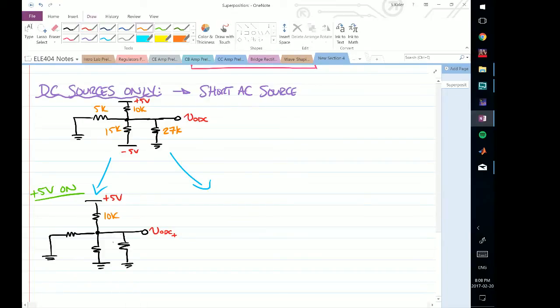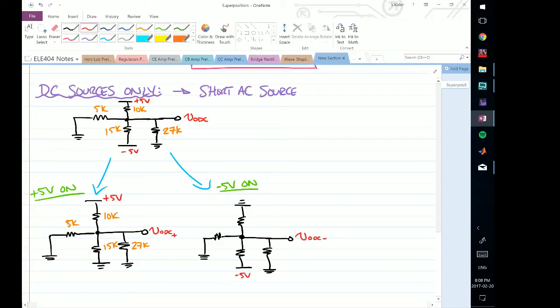This is 10K. This is 15K. This is 5K, and this is 27K. And I say on the other side that minus 5 volts is on. So now if minus 5 volts is on, that means plus 5 is off. And I will have here this resistor still there, and that's still shorted to ground because I'm considering only my DC circuit. And here I will have VO, let's call this VODC minus. And this is going to be minus 5 volts. And this is going to be 10K, 5K, 15K, 27K.